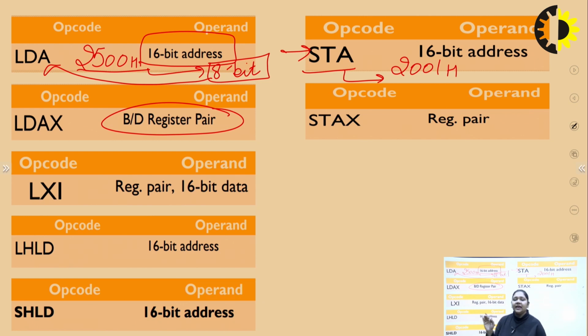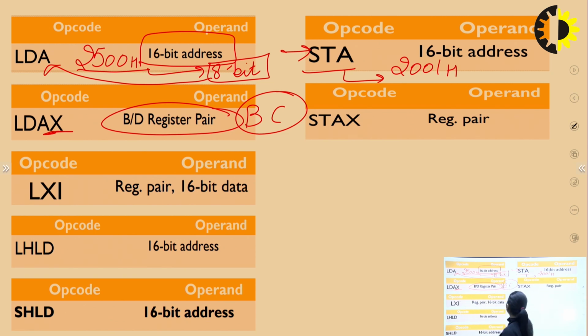But LDAX, here X is pointing to the extended pair. As we all know, B, C and D, E are two register pairs which we will use here, but H and L are also a register pair. But in these instructions, the HL register pair, which is used as a memory pointer, cannot be used to transfer the contents from or to the accumulator. So we can use only two register pairs, that is the B and C and the DE register pair. So what will happen? The content of the BC register pair, which will be of 16 bits, will point to some 8-bit data and that 8-bit data will be loaded to the accumulator.